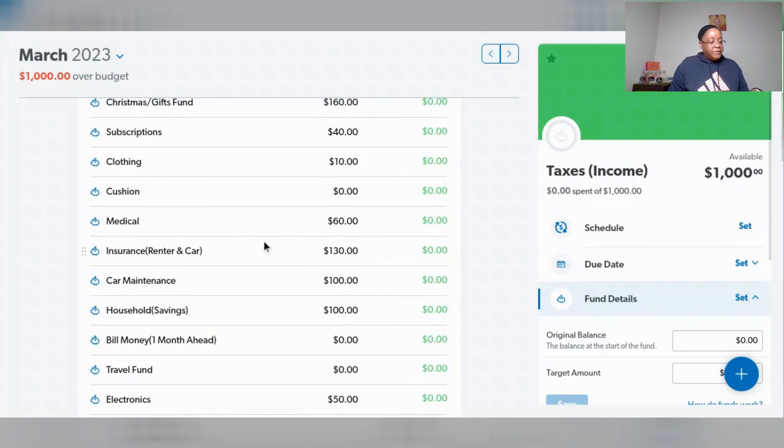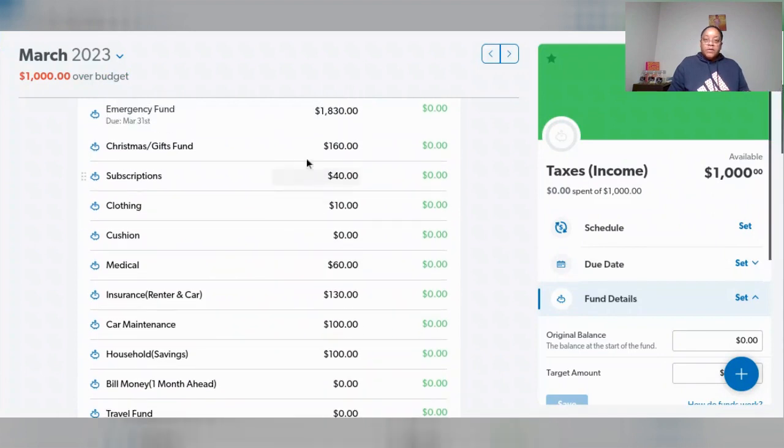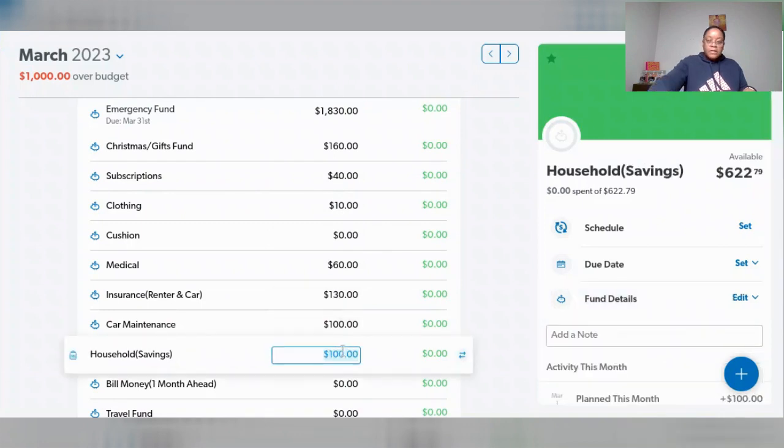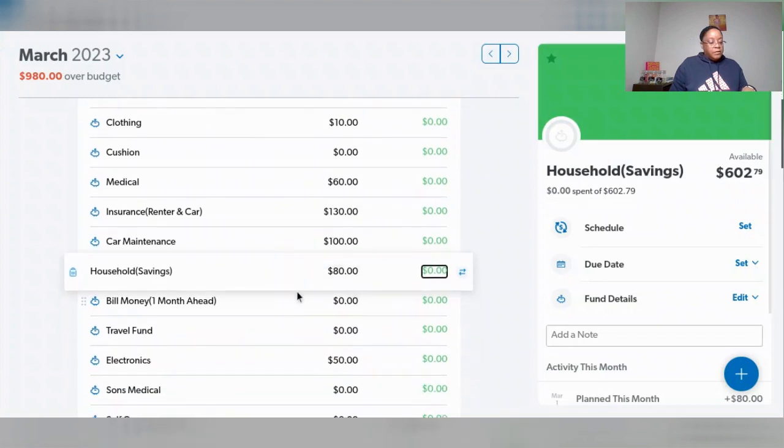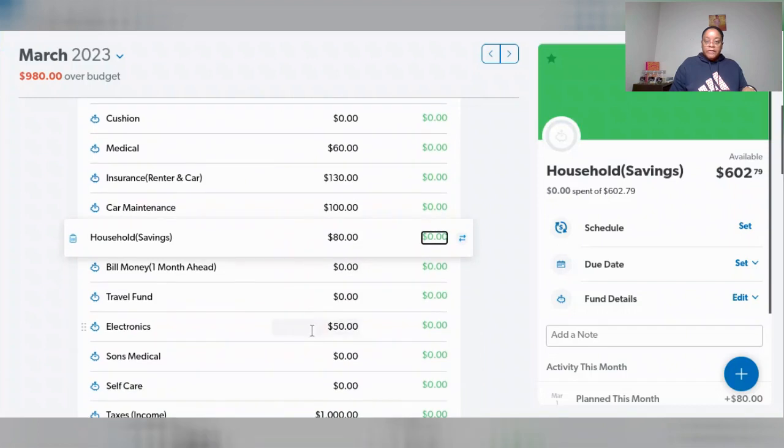Let's look at these funds here. So gifts is going to get 160. Subscriptions is going to get 40. Clothing is going to get 10. Car maintenance is going to get 100. Car insurance, renter's insurance is 130. Household is going to be 80. I wonder if I'm going to have to raise that back up. Electronics is going to be 50.